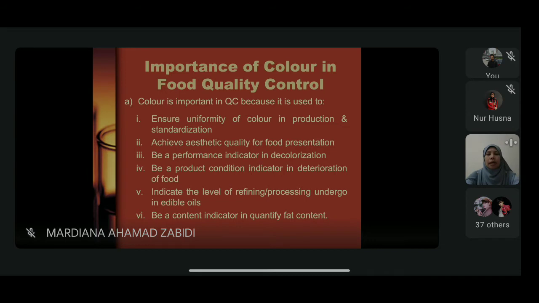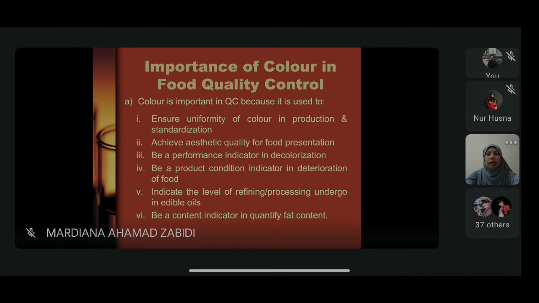By using a chromameter, indeed some companies need to use one because they want to make sure the product they are producing is uniform and consistent in terms of color. They do not want variation of color. For example, today the product color is slightly darker, tomorrow it is going to be lighter, and the next day it is going to be in between darker and lighter.